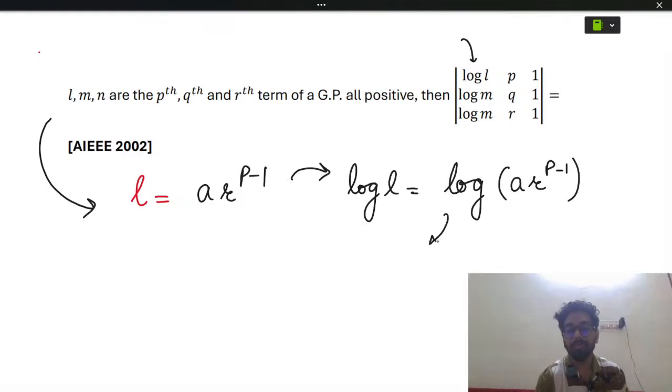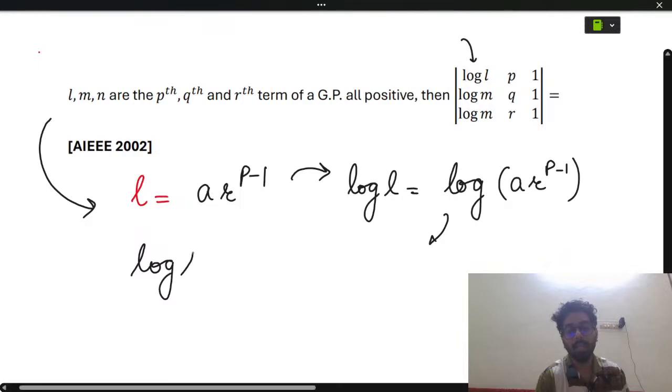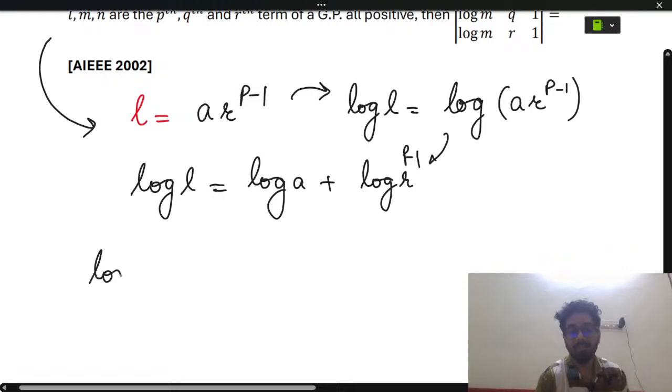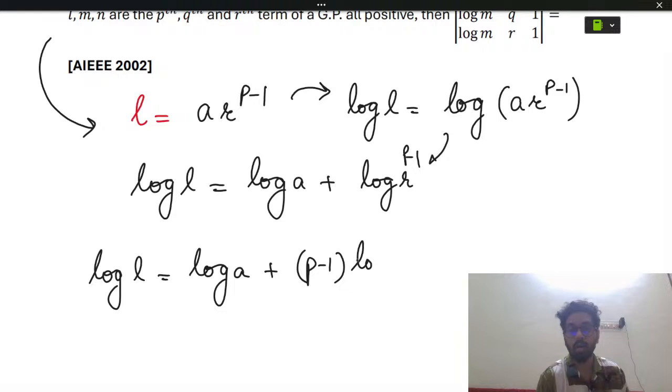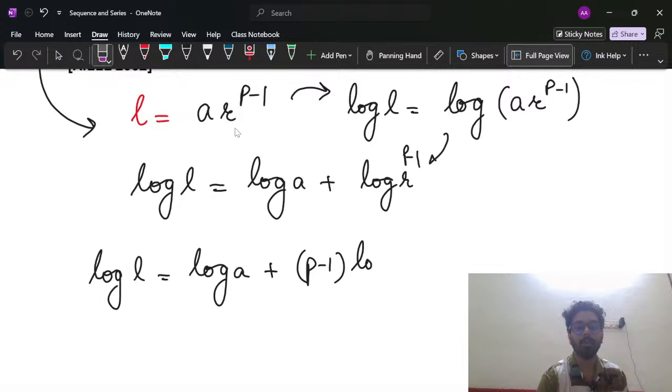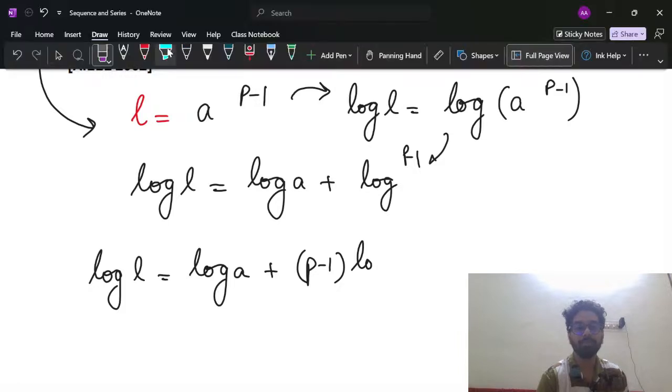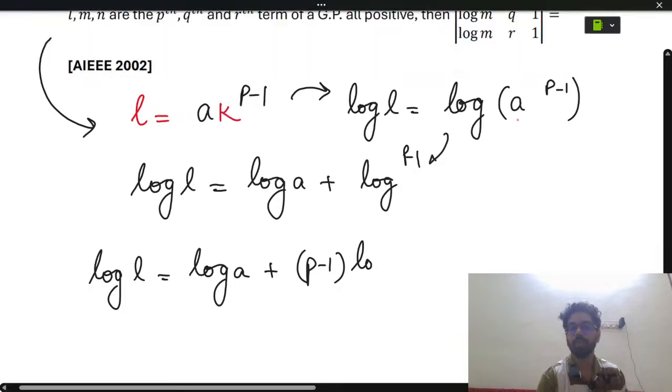Applying the property, we will have log L is equal to log A plus log R to the power P minus 1, same properties again. So finally we will have log L is equal to log A plus P minus 1 into log, one moment guys, I guess R they have used. So instead of R, I am going to use K. K is the common ratio now.